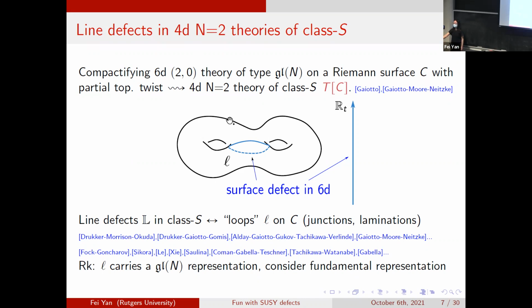So you could ask, how do I get line defects in 4D? I start with a 2-dimensional surface defect in 6D, and I wrap these 2 dimensions in this way. I wrap it along the time direction and also along this little loop on the Riemann surface. After compactifying on this internal Riemann surface, I get a line extending along the time direction. The takeaway message is essentially this sentence: if I think of line defects in this kind of class S theories, geometrically they're represented by those little loops on Riemann surfaces.